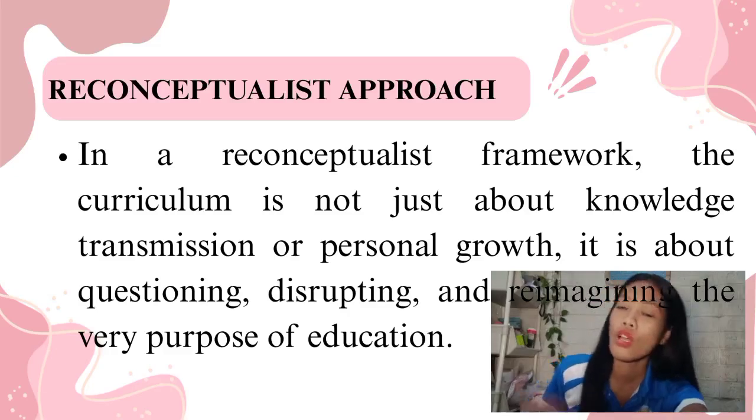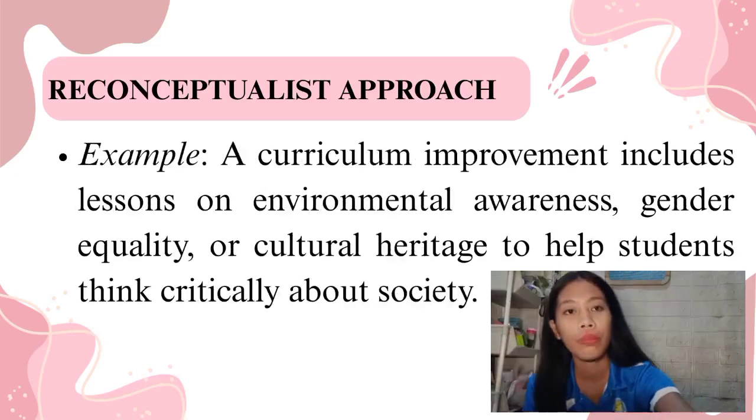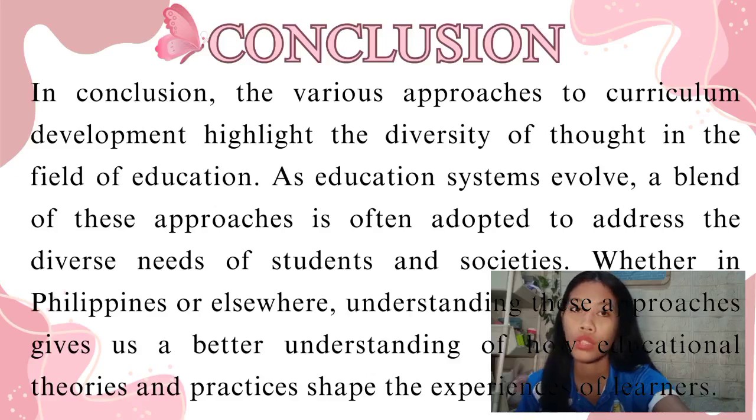So, for example, a curriculum may include lessons on environmental awareness, gender equality, or cultural heritage. These lessons are not only about gaining knowledge, but also about encouraging students to think critically about society and to question unfair systems. So this approach is not only about transmitting knowledge, but also about transforming society through education. So in conclusion, the different approaches to curriculum improvement show us that there are many ways to think about and design education.